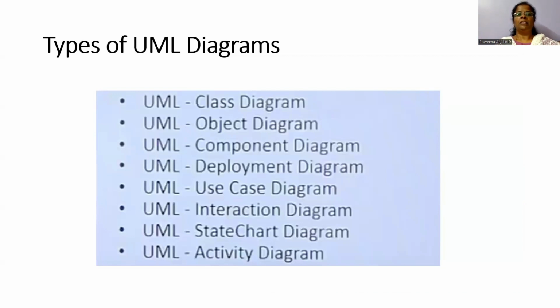Okay. So these are the types of UML diagrams: UML class diagram, object diagram, component diagram, deployment diagram, use case diagram, interaction diagram, state chart diagram, and activity diagram. Each and every diagram has its own purpose. For example, with class diagrams, we have different classes, and we see how all those classes are connected and related with each other.